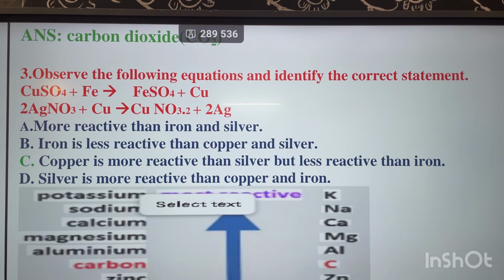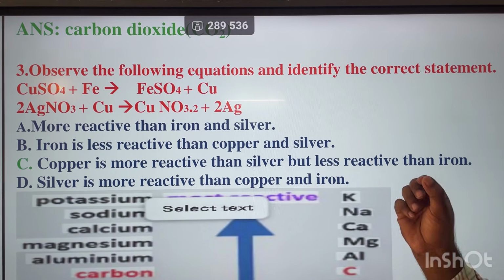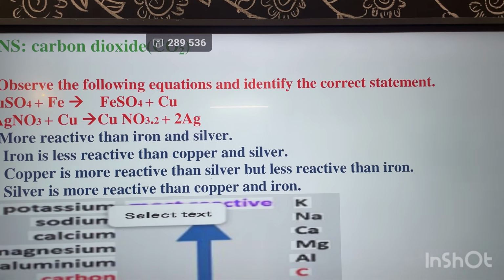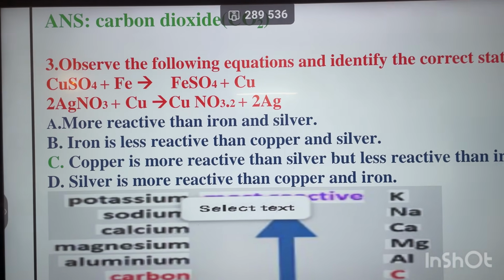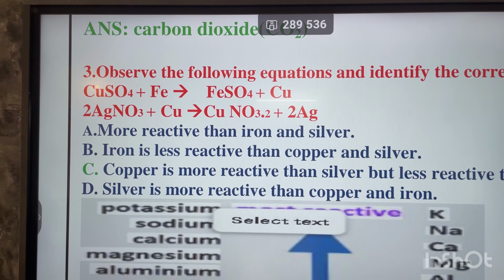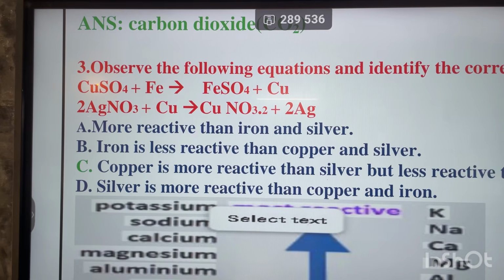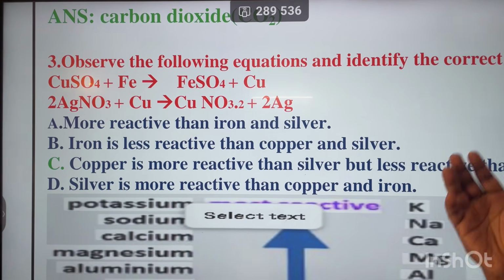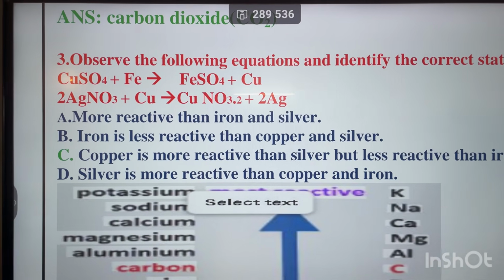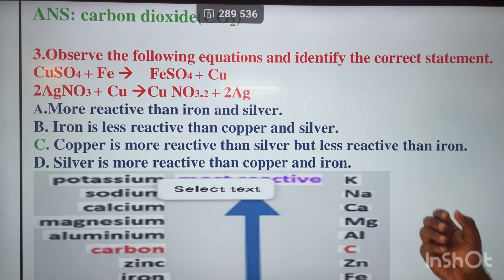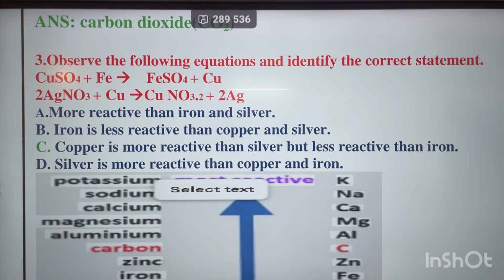Next question, most important question. Observe the following equations and identify the correct statement. First equation: copper sulfate reacts with iron, it gives iron sulfate and copper is removed. Next equation: silver nitrate reacts with copper, giving copper nitrate and silver.